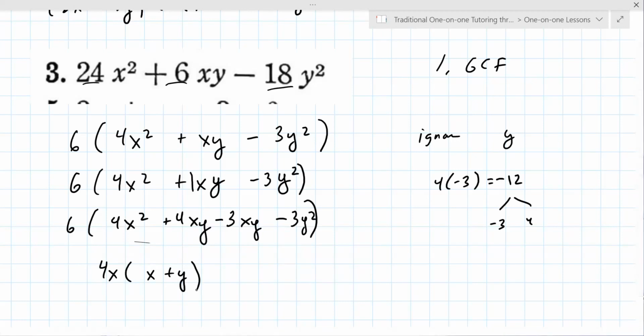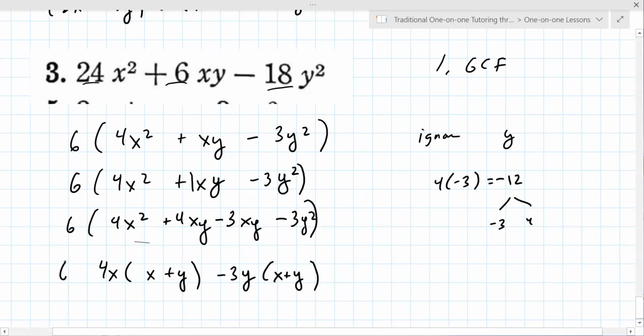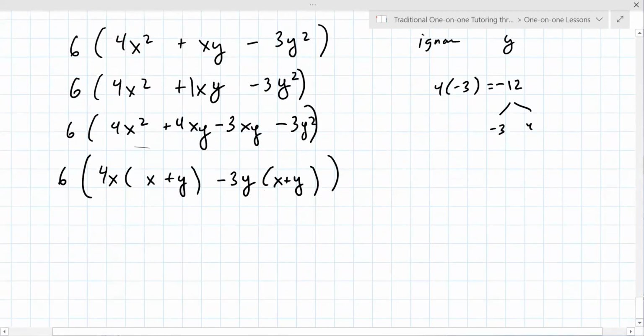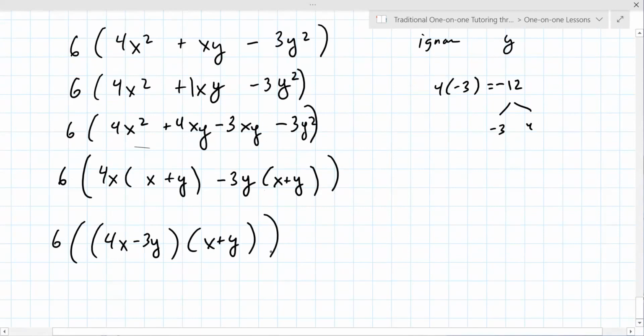Is that okay? Yeah, that's okay. And then you put x plus y over here. So you have to factor out a minus 3y to get to that. So these two always match. If you say x plus y, they have to match. Okay, so then it's double factoring. So you end up factoring out 4x minus 3y and then x plus y like that. And then you just sneak the 6 in here. So it becomes 6 parentheses 4x minus 3y, x plus y.